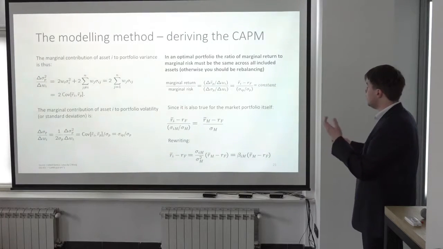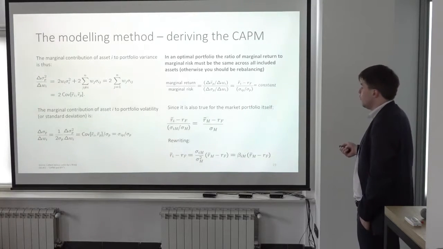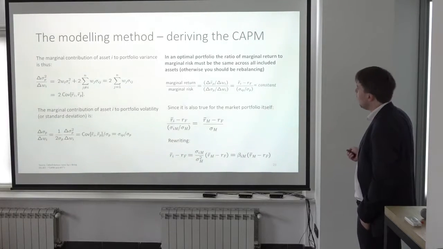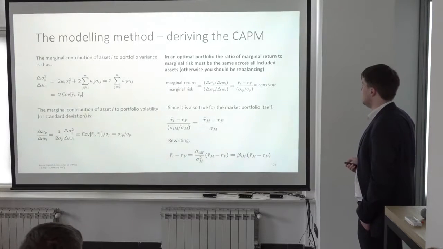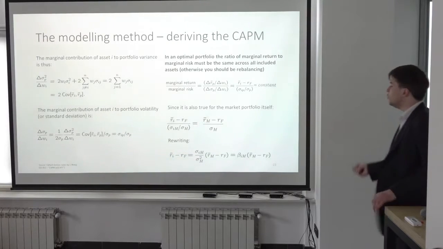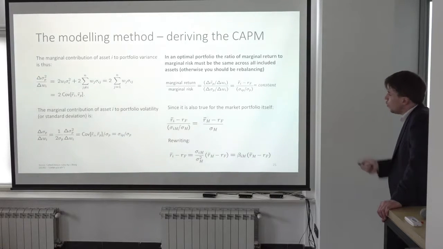If it's not the same across all of your assets, then you should be rebalancing your portfolio. And the CAPM is assuming that you are totally balanced. So once this is constant, you can say this is also true for the market portfolio, and then your CAPM is right here. So really, what are you assuming here? The biggest assumption is that you're in total equilibrium. In order for this to happen, you have to be in total equilibrium.